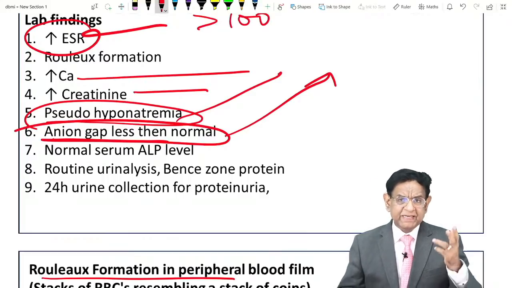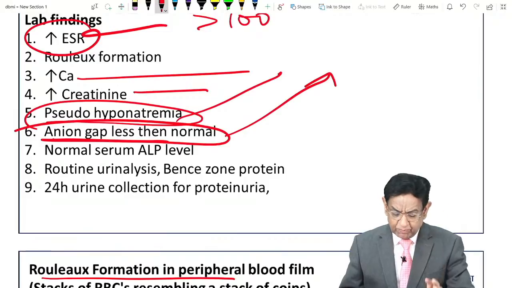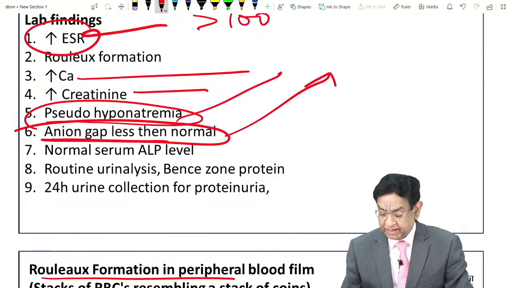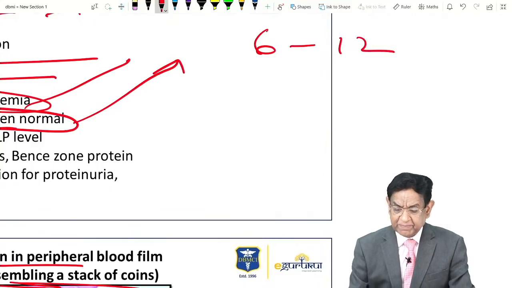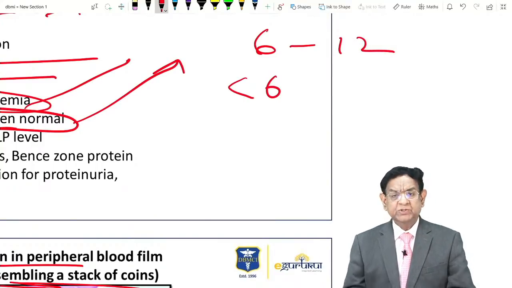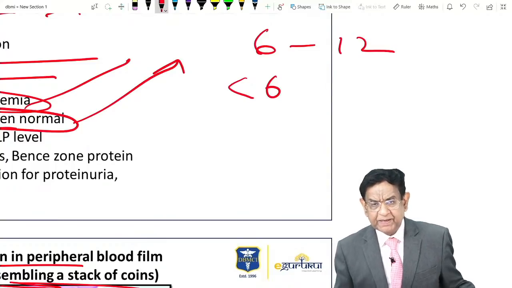Tell me any other condition you know of. In multiple myeloma, anion gap is less than normal. Normal anion gap is around 6 to 12. In multiple myeloma, it is less than 6. So student, write down the answer in your copy.